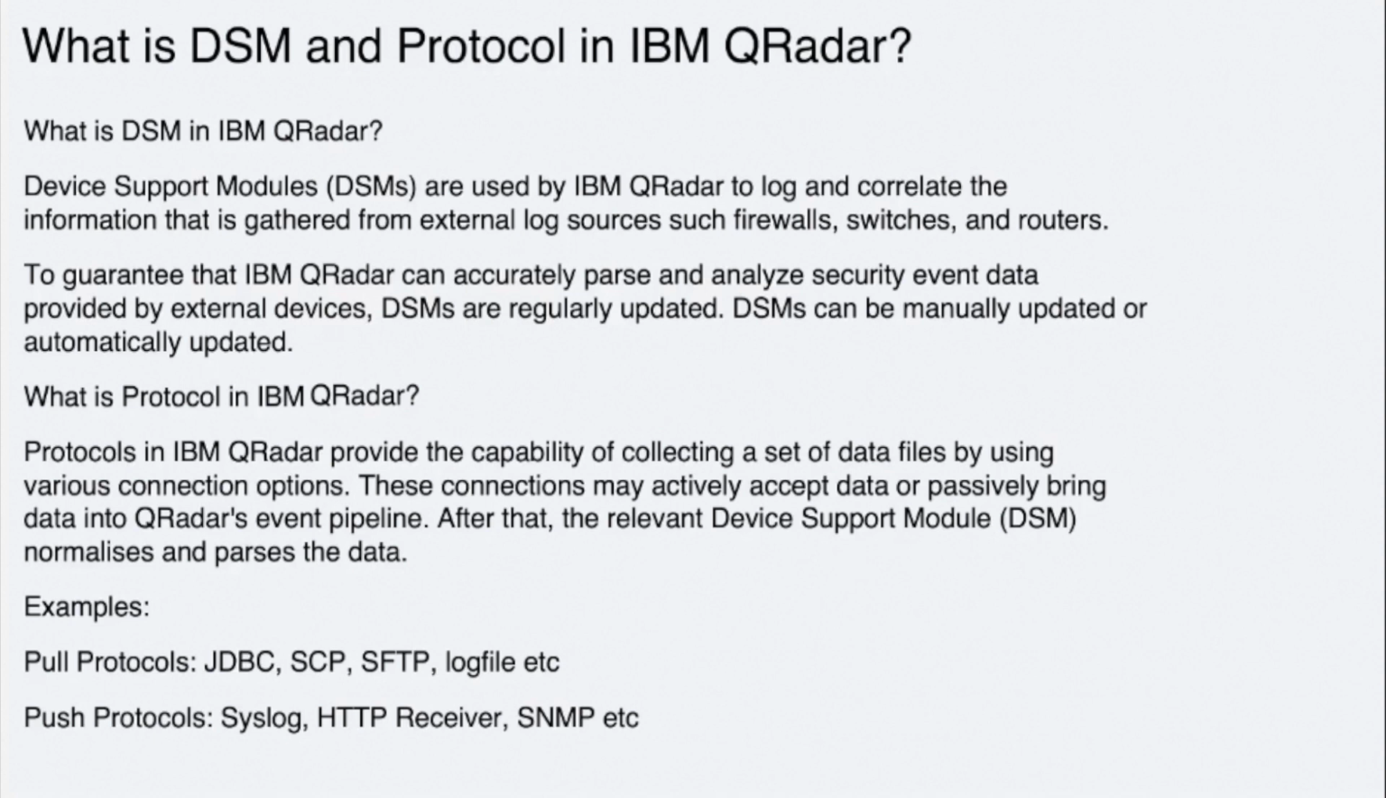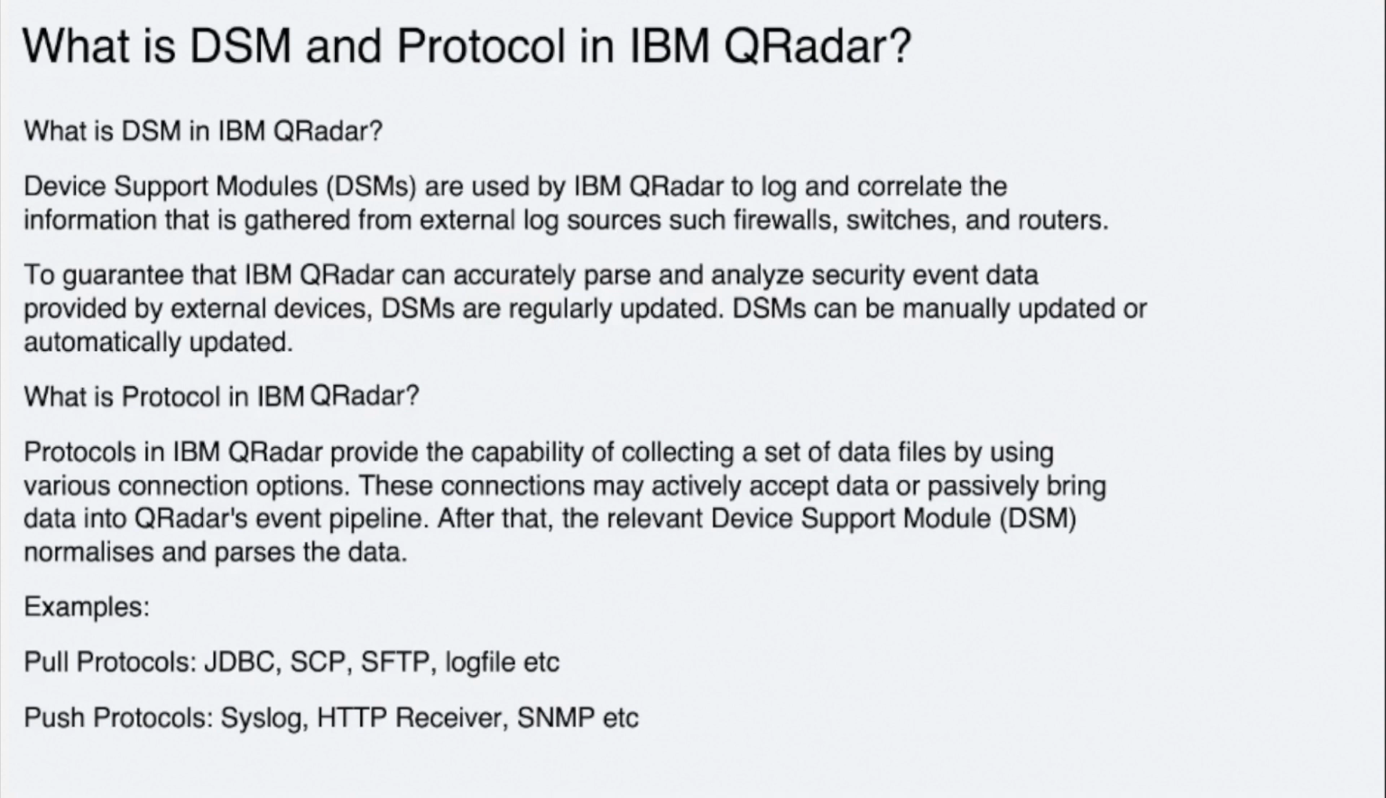What are protocols in IBM QRadar? Protocols in IBM QRadar provide the capability of collecting a set of data files by using various connection options. This connection may actively accept the data or passively bring the data into IBM QRadar's event pipeline. After that, the relevant DSM normalizes and parses the data.